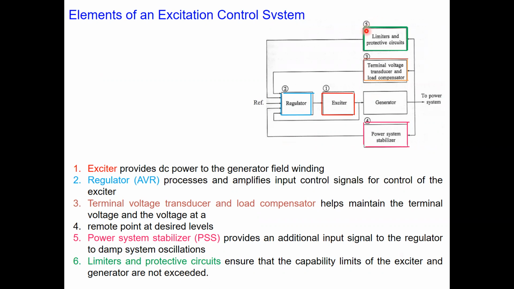So we have the protection here. If a limit is crossed, the relays in the circuit will trip the generator, and thus they can prevent any damage occurring in the generator.